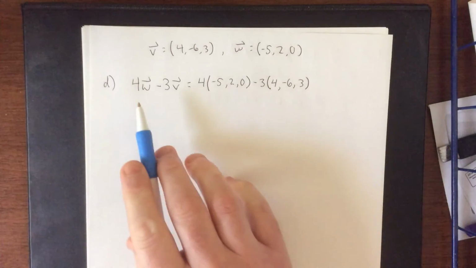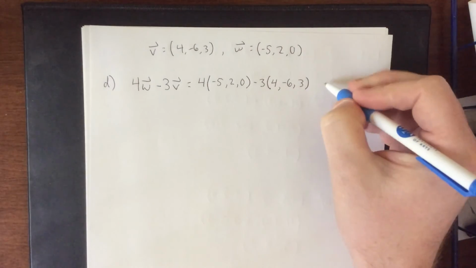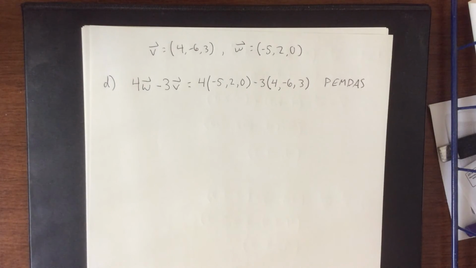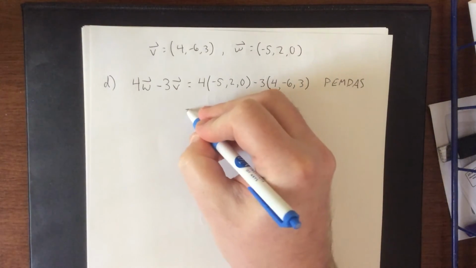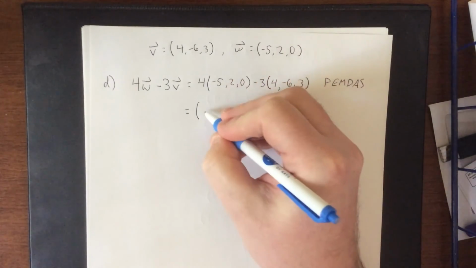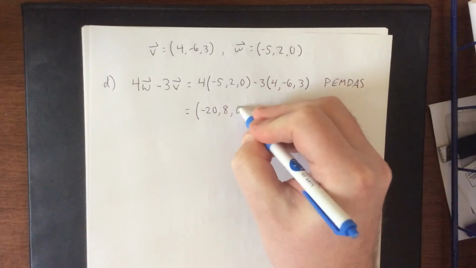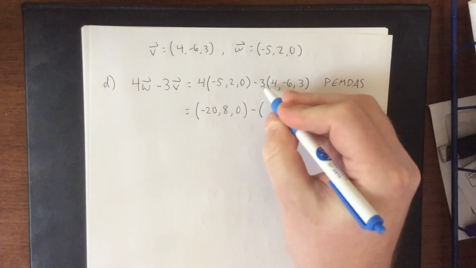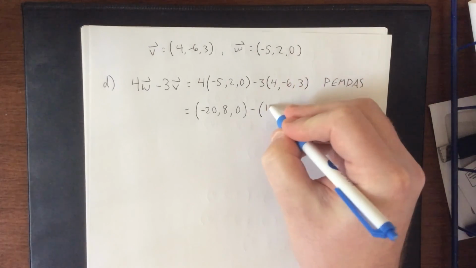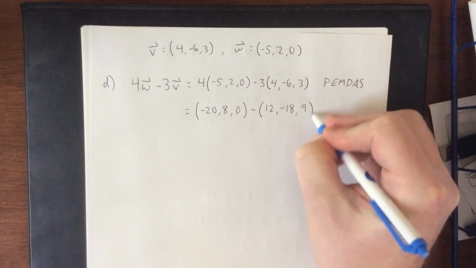Now, when it comes to combinations of multiplication and subtraction, like we see here, please keep in mind the order of operations. It is multiplication that comes before addition and subtraction. So let's perform our scalar multiplications first. Distributing the 4 to each of the components of the vector w, we'll get 4 times -5, which is -20, 4 times 2, which is 8, and 4 times 0, which is 0. Minus, we'll go ahead and distribute a +3 through here to keep this as subtraction. 3 times 4 will be 12, 3 times -6 will be -18, and 3 times 3 will be 9.